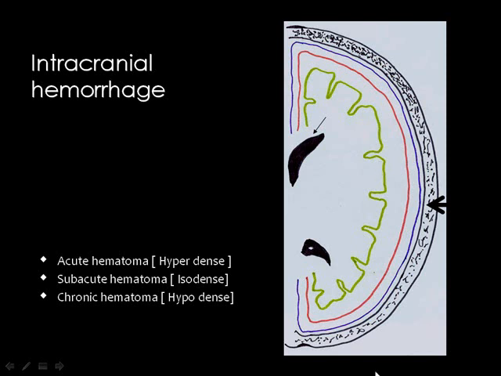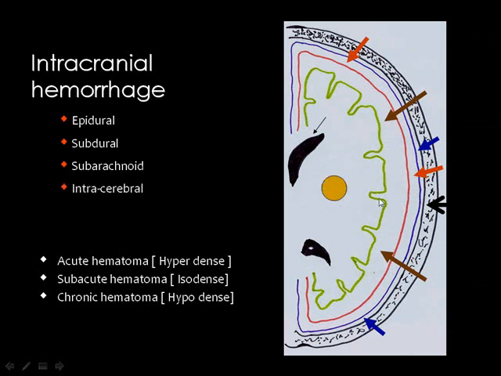If hemorrhage is going to accumulate intracranially, it can occur between the calvarium and the dura, and this is what we call epidural hematoma or extradural hematoma. And hemorrhage may accumulate below the dura, and this is what we call subdural hemorrhage, or below the arachnoid, and this is what we call subarachnoid hemorrhage, or inside the brain parenchyma, and this is what we call intracerebral hematoma, or inside the ventricle, and this is what we call intraventricular hemorrhage.